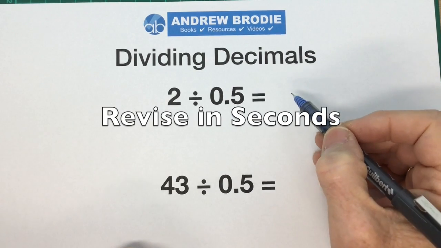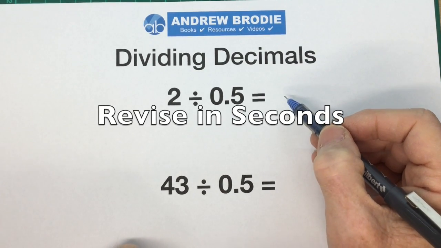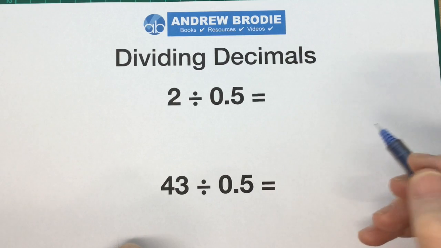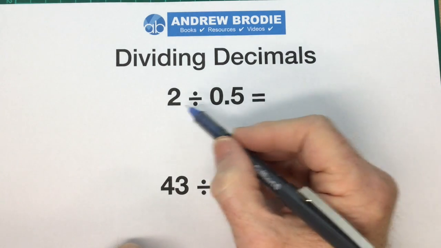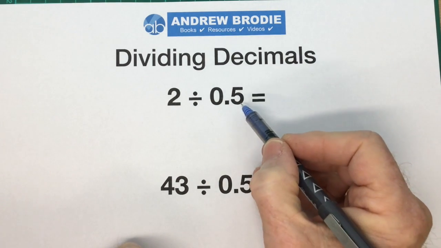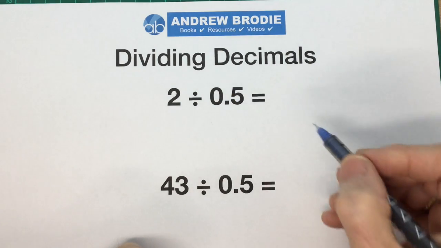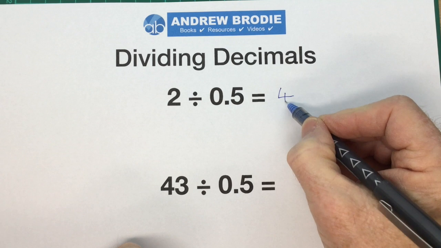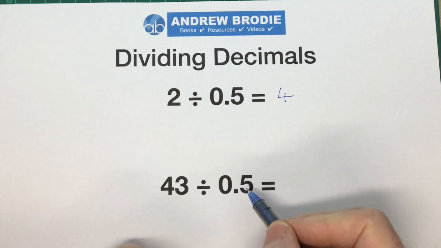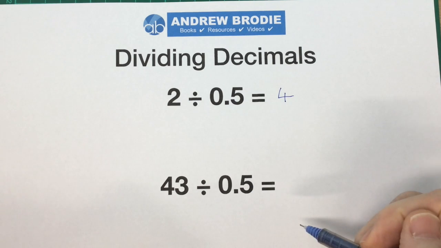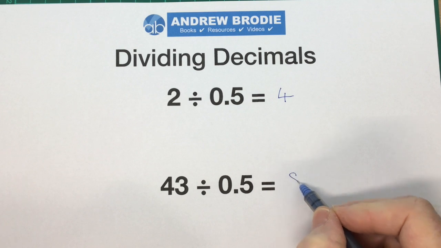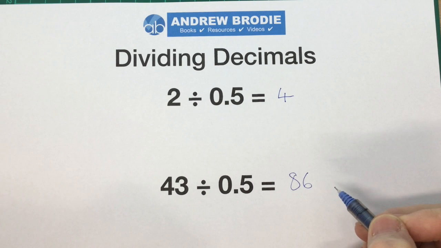Don't forget, if you're dividing by decimals, the answer you get is likely to be bigger than the number you started with. So 2 divided by 0.5 means how many 0.5s are there in 2? How many halves are there in 2? Well, the answer is, of course, there are 4 halves in 2. So similarly, how many halves are there in 43? There's going to be 86.